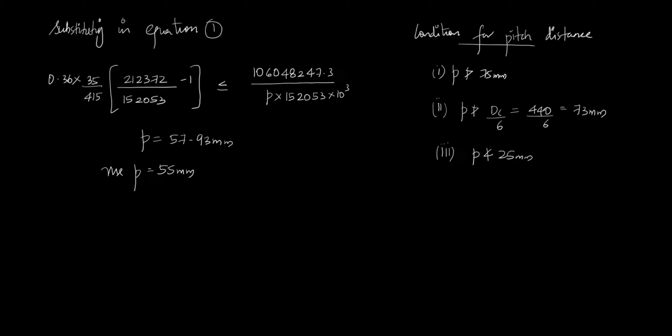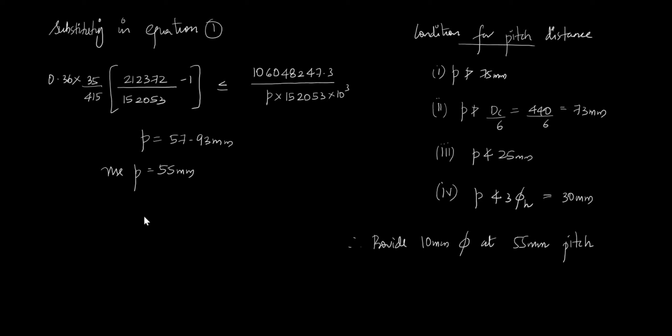It should not be less than 25 mm. Ours is 55 mm, so it is greater than 25 mm. It should not be less than 3 times phi h. 3 times phi h means we are using 10 mm phi, so it should not be less than 30 mm. Ours is 55 mm, which means I can provide 10 mm phi at 55 mm pitch. So your helical reinforcement is also done.